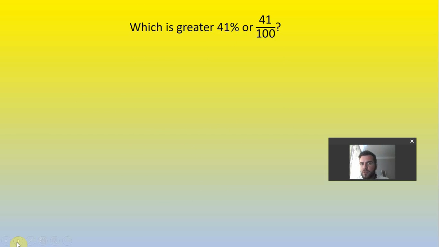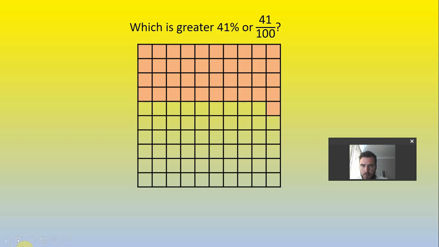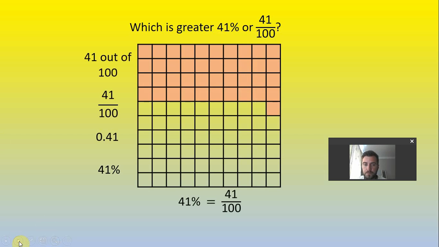Which is greater, 41% or 41 hundredths? Well, let's look at a grid. So we have 41 out of 100 squares shaded here, which is 41 hundredths, which is 0.41 or 0 and 41 hundredths, which is 41%. So it's equal. 41% equals 41 hundredths.